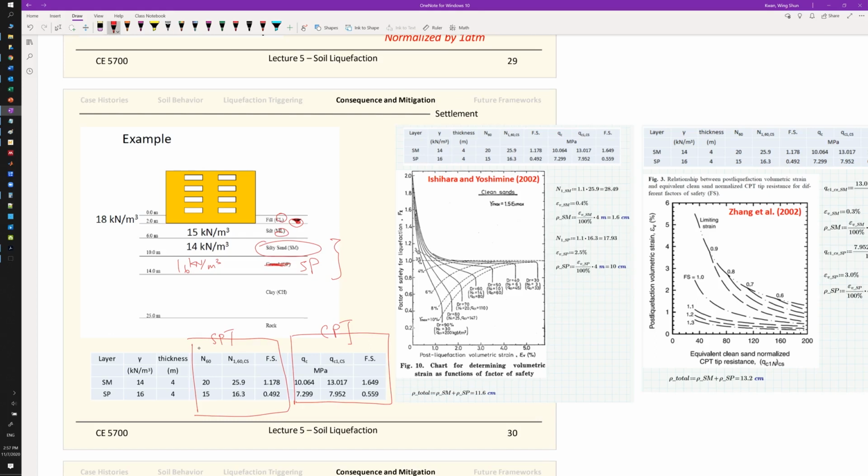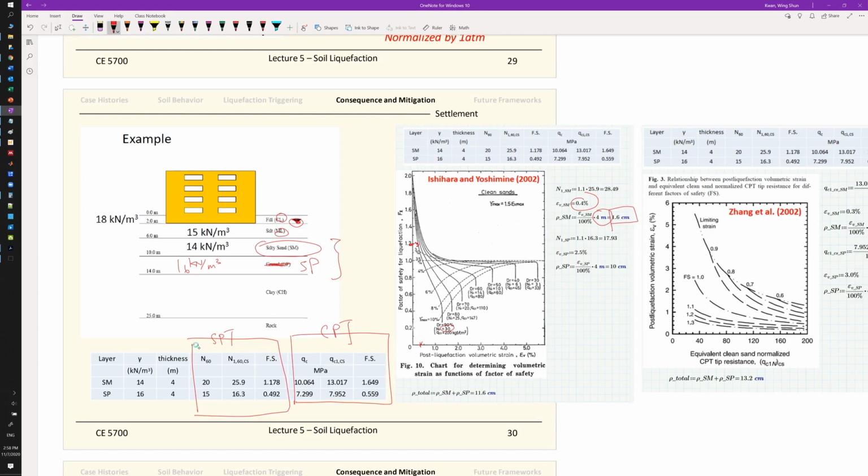For example, for the first SM/SP sand layer, we have a factor of safety of almost 1.2 here, and we have N values of about 25 to 30. If we go on this curve and read off from there, we have this point, and then we go down. So our post-liquefaction volumetric strain is about 0.4%. That's how we get the settlement for the first layer. We assume 1D settlement, not consolidation: the strain level multiplied by the thickness of the layer gives the expected settlement due to liquefaction.